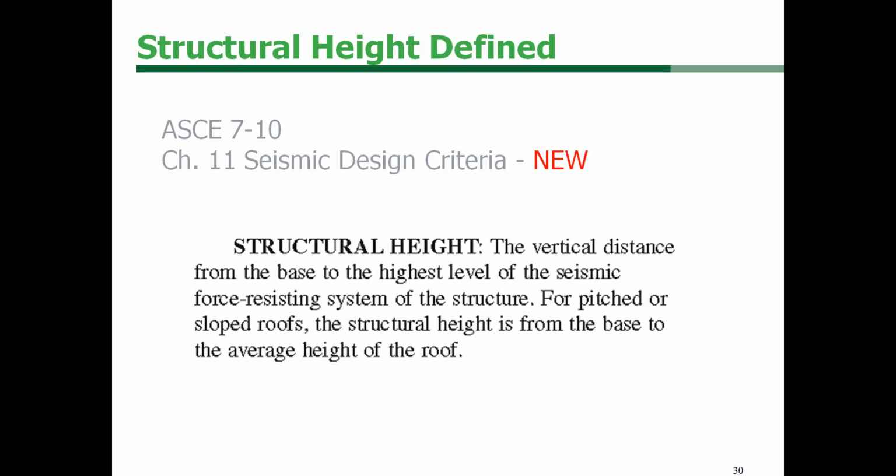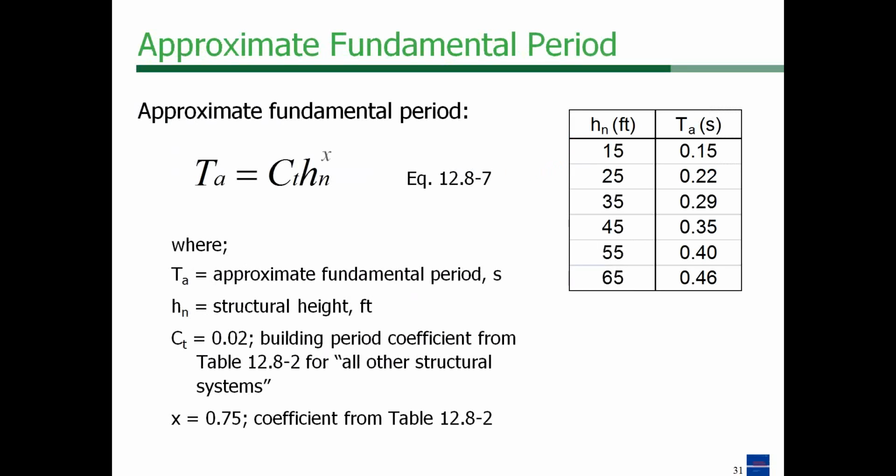So if you apply this equation to different heights and buildings and structural heights, it's the height from the base, or maybe the top of the podium, to the highest vertical lateral force resisting element. In the case of pitched roofs, which you often get for residential structures, it's going to be the average roof height. So it's the base or top of the podium to the average roof height.